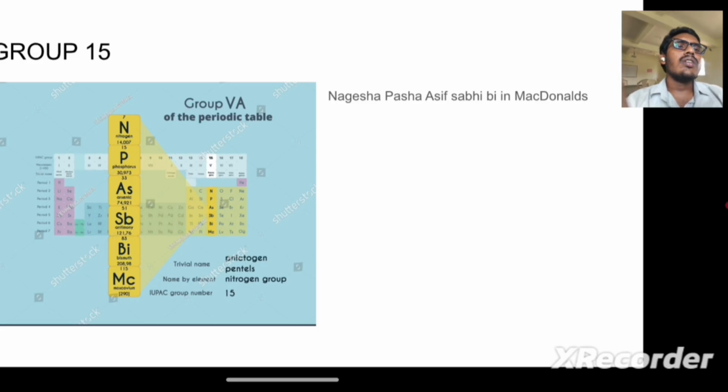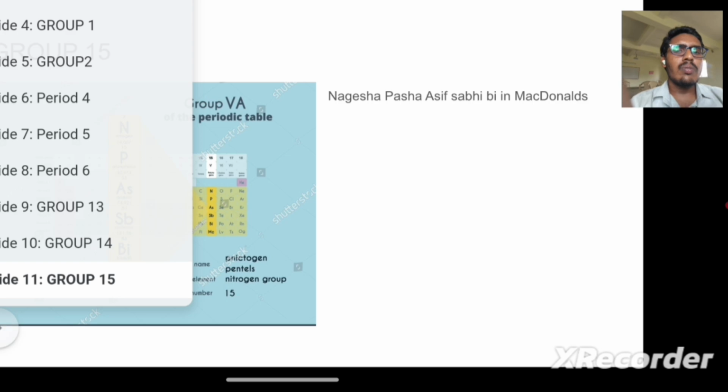Now, to remember the names of the elements, the mnemonic is: Nagesha, Pasha, Asif, Sabibi in McDonald's. This is the mnemonic which will help you to remember group 15. Now, let's get into group 16.